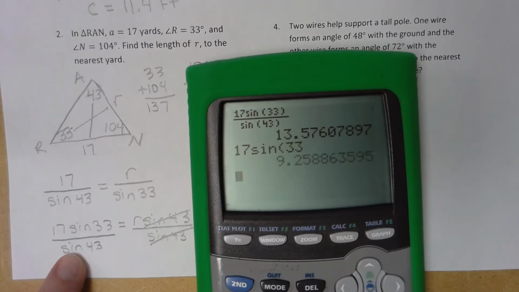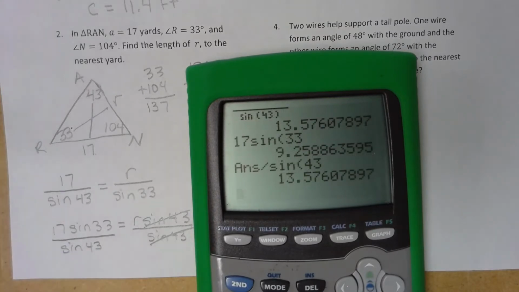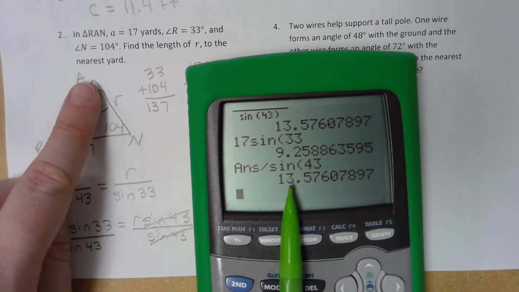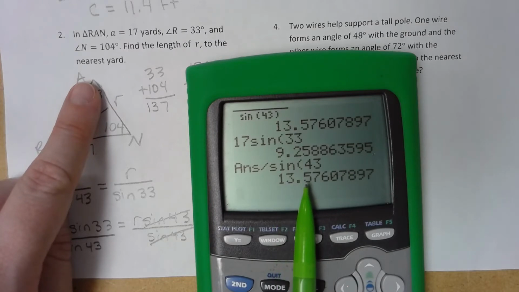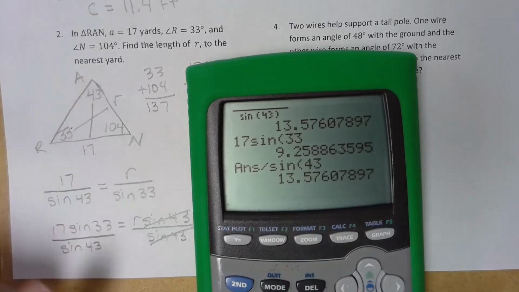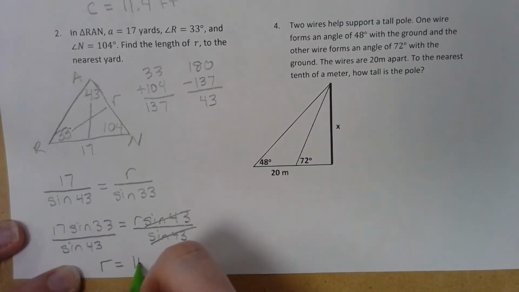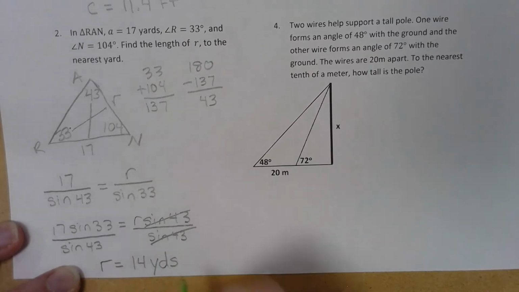Go ahead and press enter, but then don't forget to divide by sine of 43. Either way, you get the same answers, but make sure that we tell the calculator the correct steps we want it to do. To the nearest yard would be a whole number. So here this 5 would make that round up. The rule is it has to be 5 or more to make it round up. So we'd have 14. R equals 14 yards.